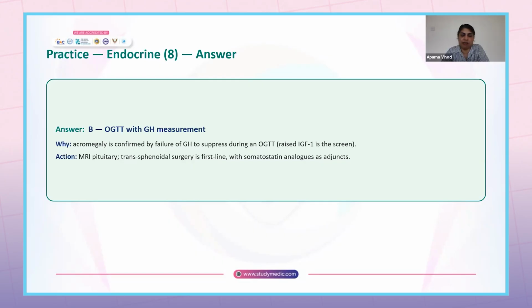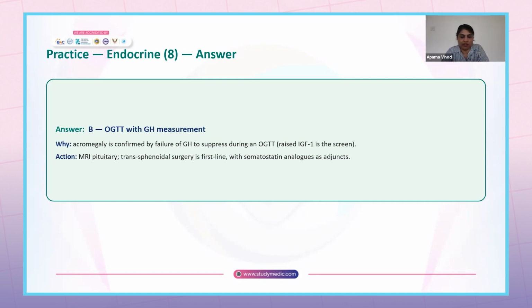So it is confirmed by the failure of GH to suppress during an OGTT. Glucose should reduce the secretion of growth hormone. So when the growth hormone is being secreted in excess from the gland, giving a shot of glucose is not going to reduce it. And we confirm acromegaly with this test.